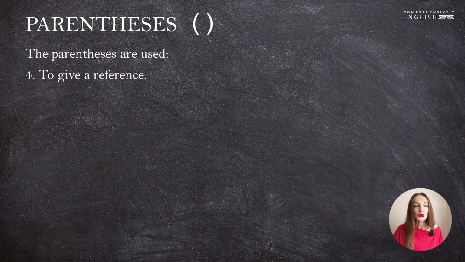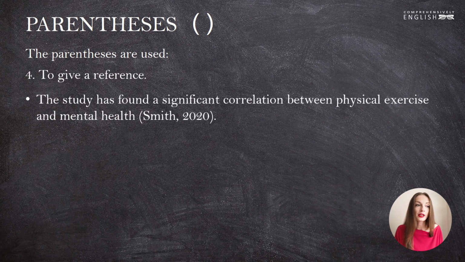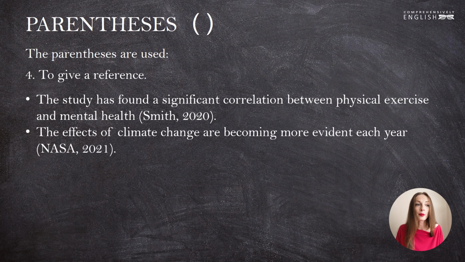Parentheses are also used to give a reference. The study has found a significant correlation between physical exercise and mental health (Smith, 2020). So here in the parentheses we see the reference to the author of this idea. Another example, the effects of climate change are becoming more evident each year (NASA, 2021). The same, the source of this information is enclosed in the parentheses that follow the idea.